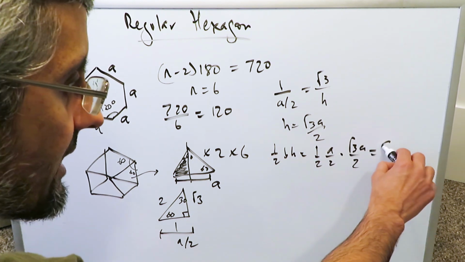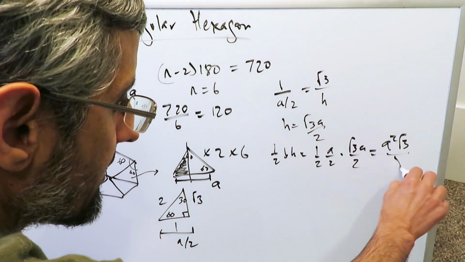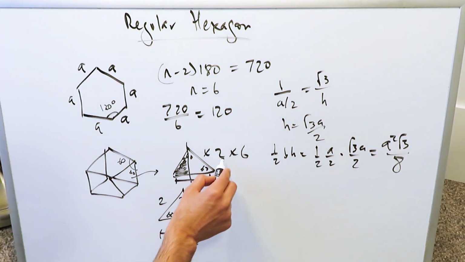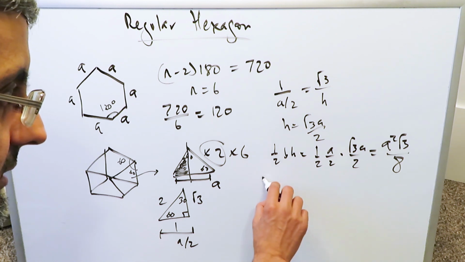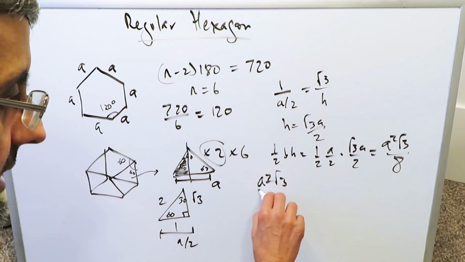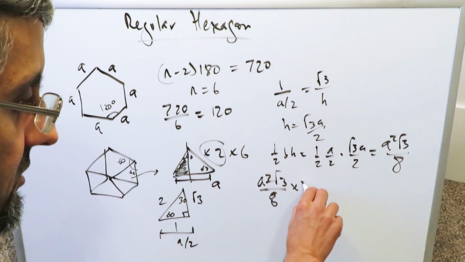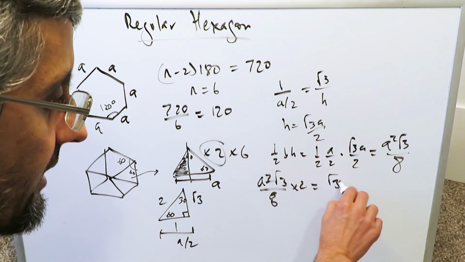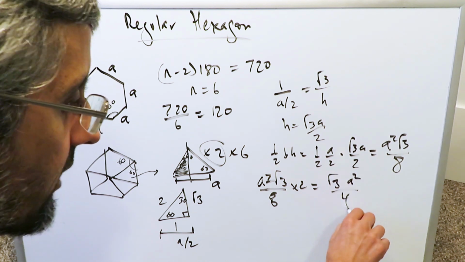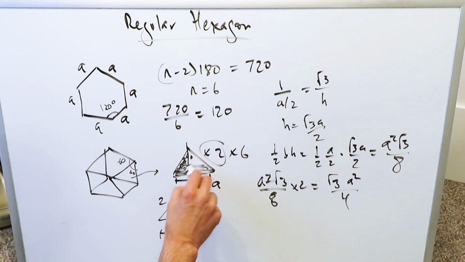And what do you get? You get A squared root 3 over 8. But that's just this half. I said I have to multiply it by 2, so let's multiply it by 2. A squared root 3 over 8 times 2 is going to be, well, let's just write it as root 3 A squared over 4. That represents now this complete area right here.